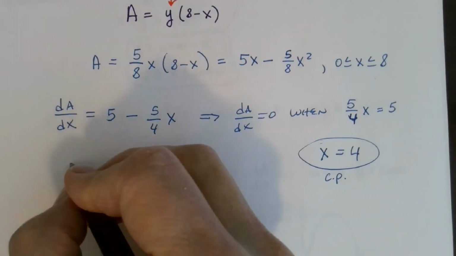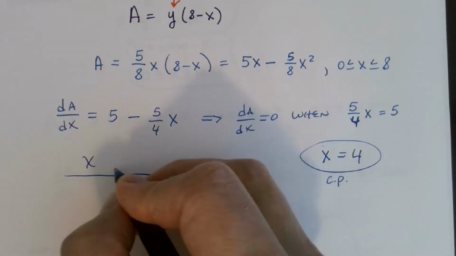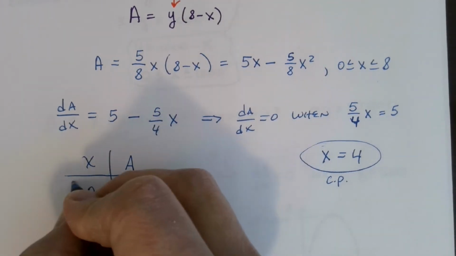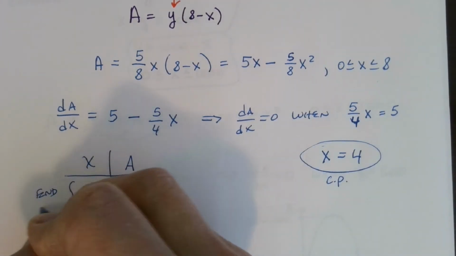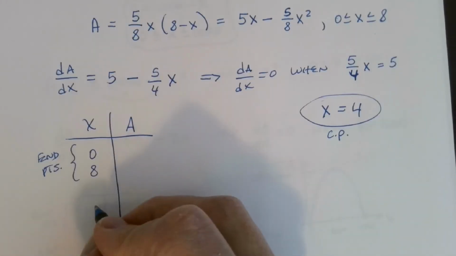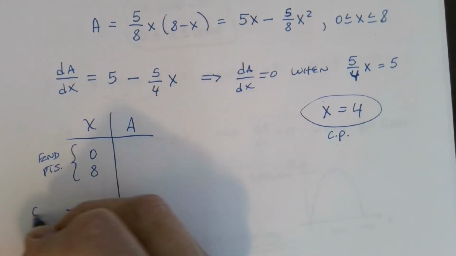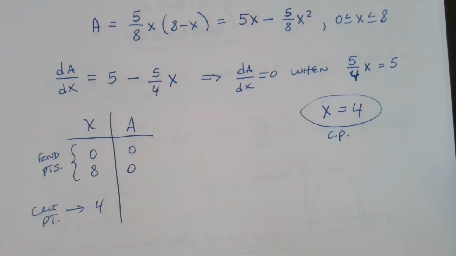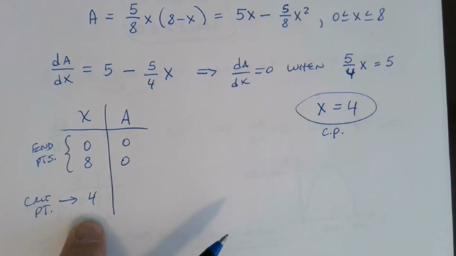And so what I'm going to do is simply check the value of the function A at the endpoints and at the critical point. We already know the answer here, right? We said the area was 0, so this has to be the location of the maximum.